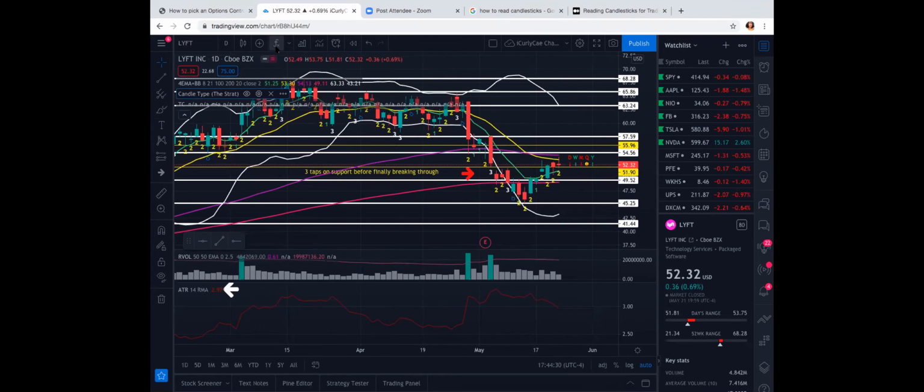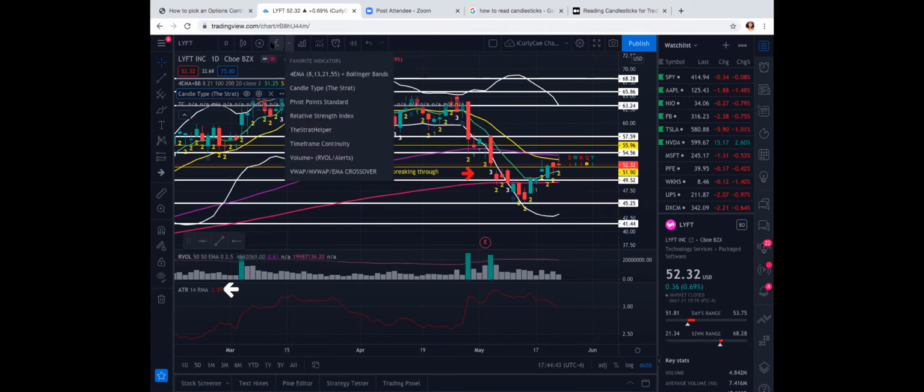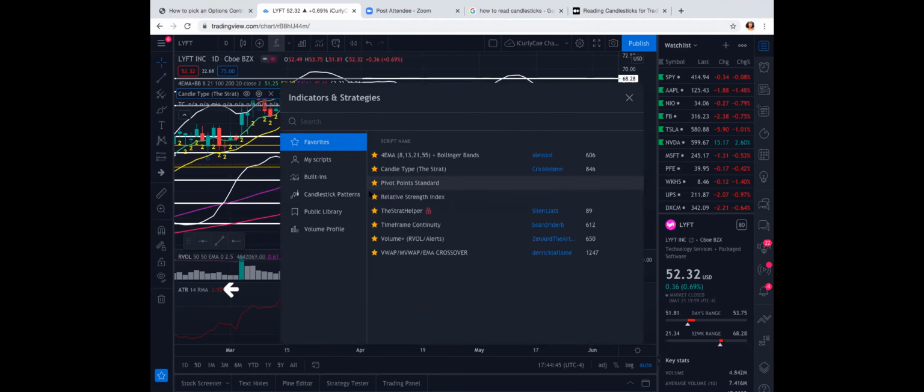This is it right here. Candle type, the strat. Can you see that? Yeah. Okay, so that's what you would type in. You would type in candle type, the strat. And if it helps you at all, you may want to highlight the star too, so that you can always have it there if you're ever trying to reload or create a new chart. You have your favorite ones highlighted. All right. Thank you very much.